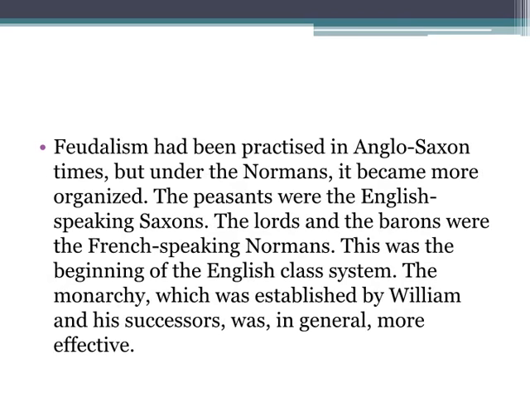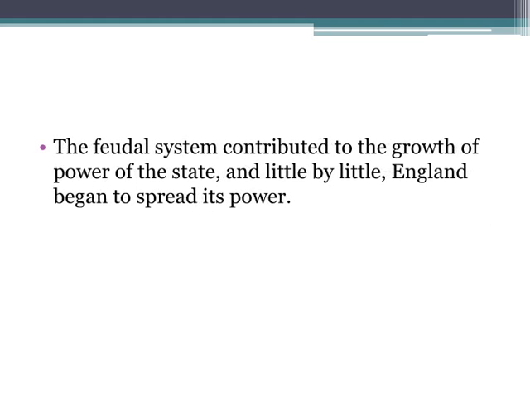Feudalism had been practiced in Anglo-Saxon times, but under the Normans, it became more organized. The peasants were the English-speaking Saxons. The lords and the barons were the French-speaking Normans. This was the beginning of the English class system. The monarchy, which was established by William and his successors, was, in general, more effective. The feudal system contributed to the growth of power of the state, and little by little, England began to spread its power.